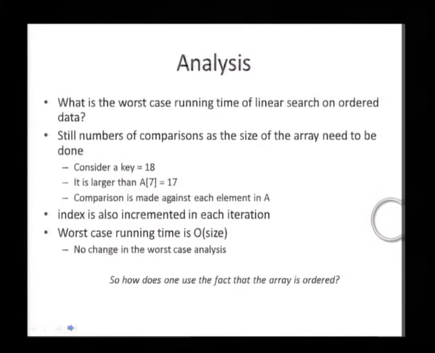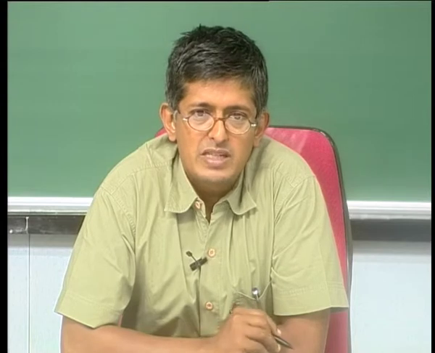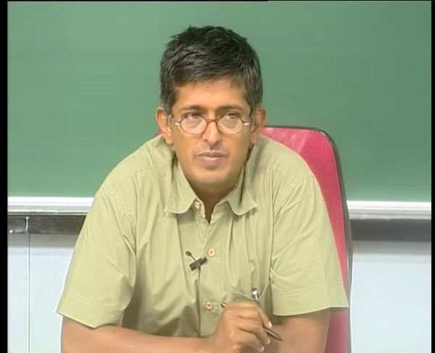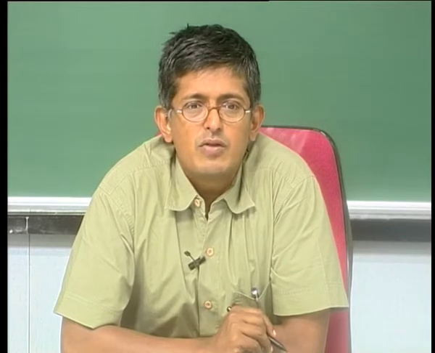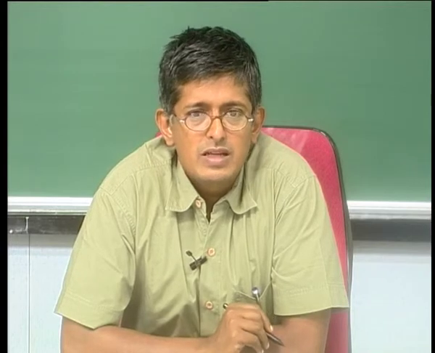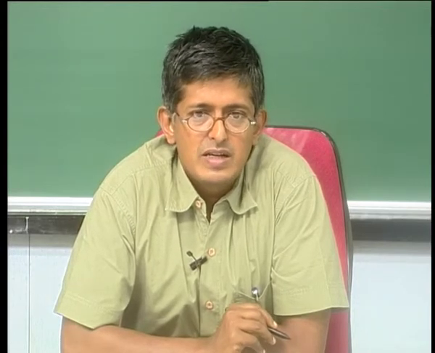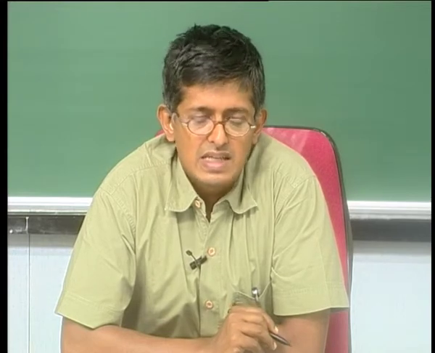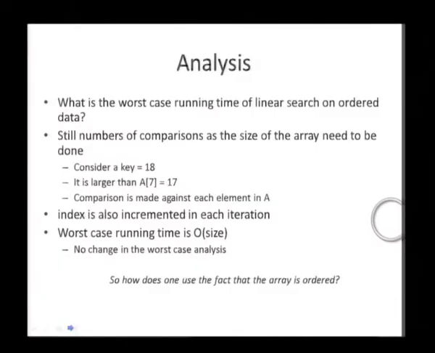Therefore, an execution of linear search to look for 18 in the array will compare 18 with each of the 8 elements present in the array, and it is the same for loop as we have seen in the previous slide. Therefore, there is an arithmetic operation in every iteration in the worst case, and there is also a comparison that happens in the worst case. Therefore, in the worst case, the running time is the order of the number of elements in the array. Therefore, there is really no change in the worst case analysis. So, how does one use the fact that the array is ordered to get better algorithms? Is it possible at all?